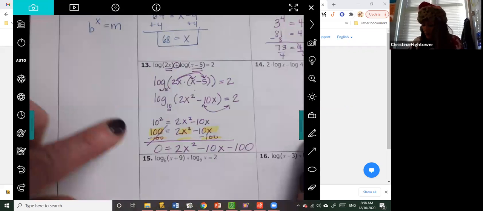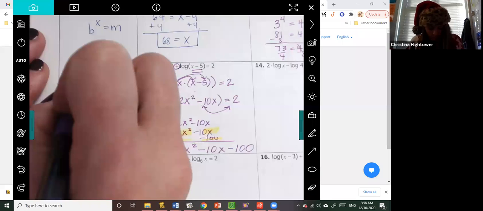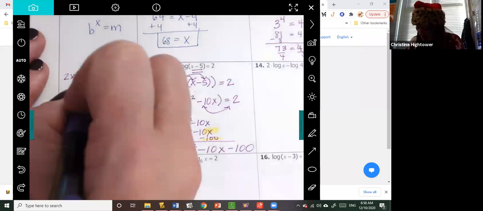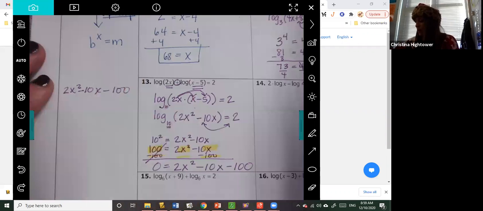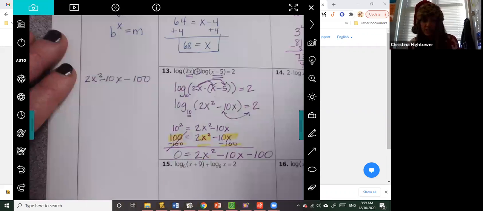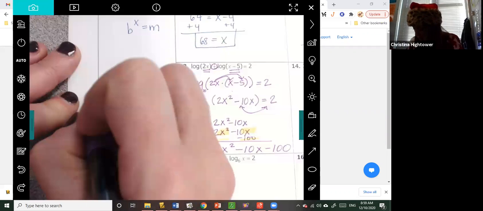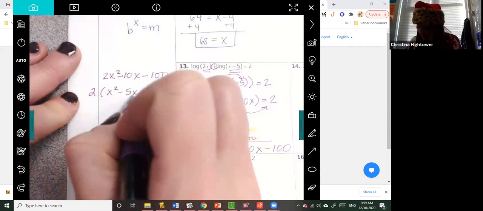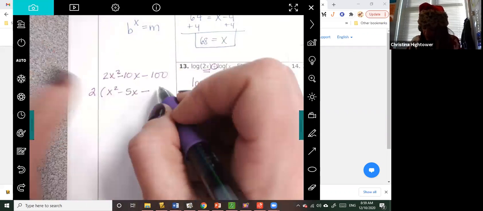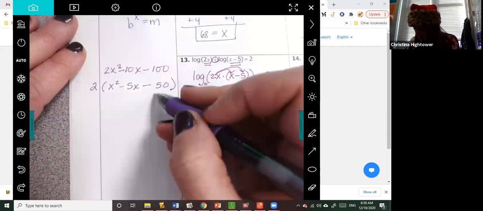Okay, I'm going to come over here to the side so I have enough room. 2x squared minus 10x minus 100. All right, and what I'm going to do is I'm going to go ahead and take a 2 out front, and then I can use the shortcut x. So if I factor a 2 out front, then I'll have x squared minus 5x minus 50. And now go ahead and do the x on this.